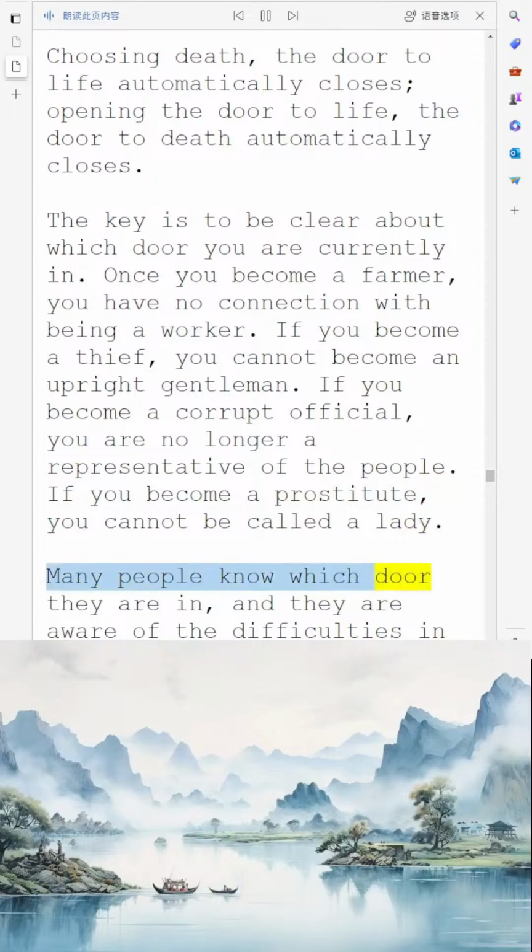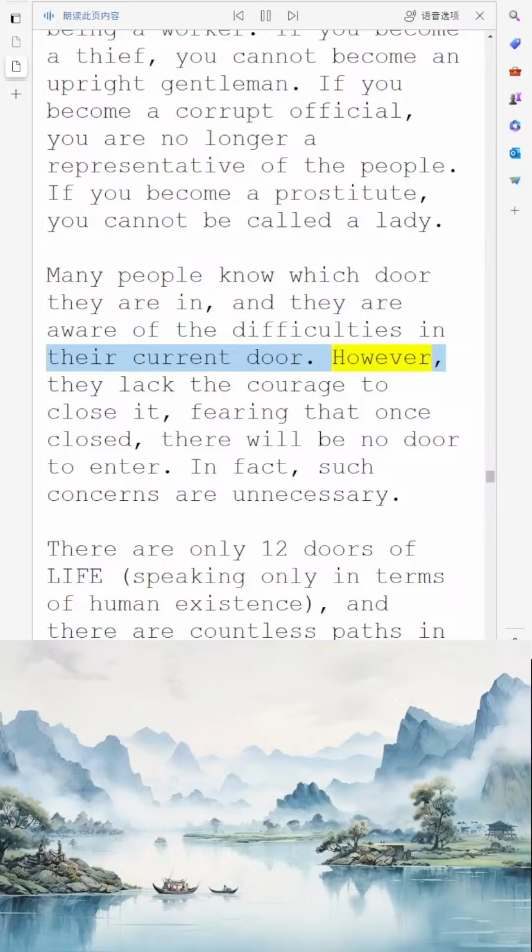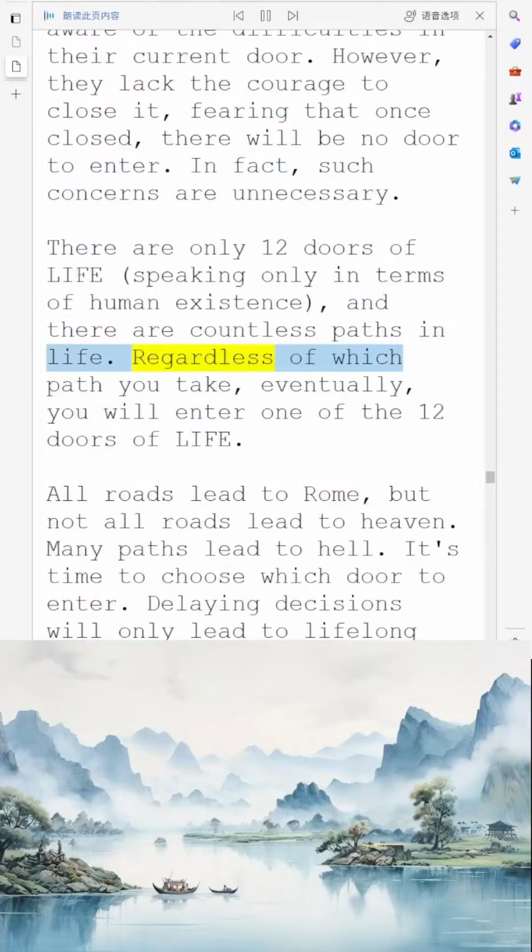Many people know which door they are in, and they are aware of the difficulties in their current door. However, they lack the courage to close it, fearing that once closed, there will be no door to enter. In fact, such concerns are unnecessary. There are only 12 doors of life, speaking only in terms of human existence, and there are countless paths in life. Regardless of which path you take, eventually, you will enter one of the 12 doors of life.